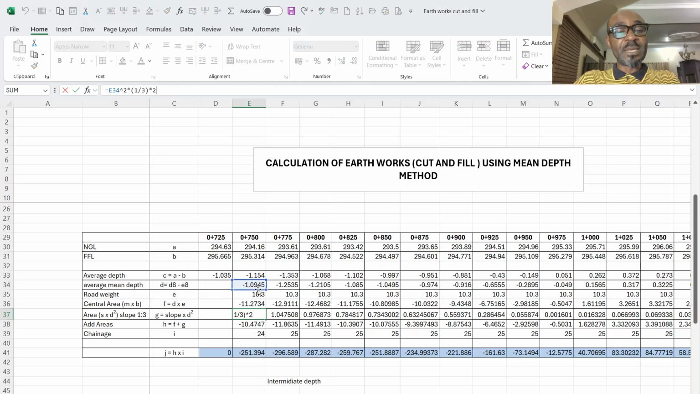I took the mean depth, squared it, then multiplied by 1 divided by 3. I am not supposed to multiply by 2 because the slopes are the same, and I have not divided the first one before I multiply by 2. So now enter, then I drag.